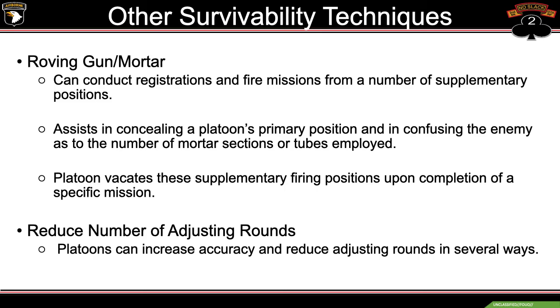And then some of these abilities to reduce the number of rounds just involve getting artillery to help us with meteorological data and having them disseminate that information down to us.